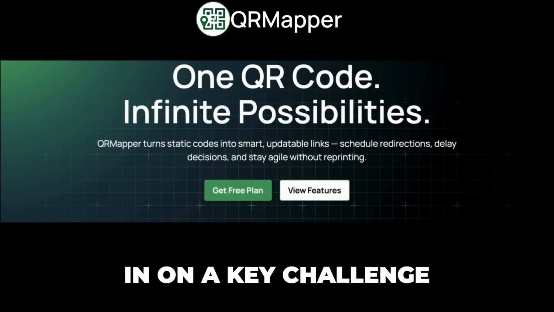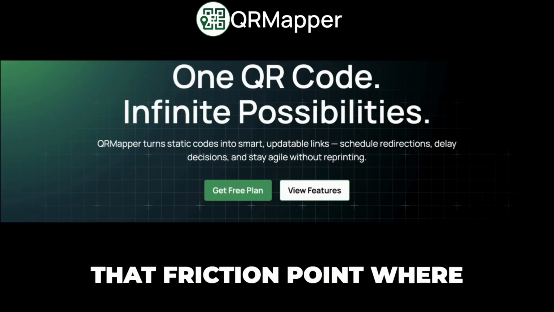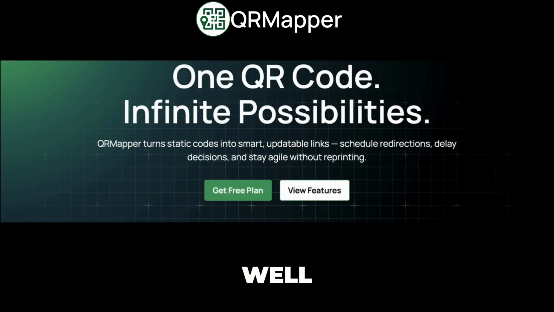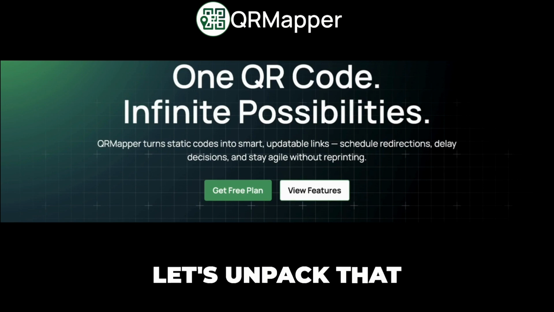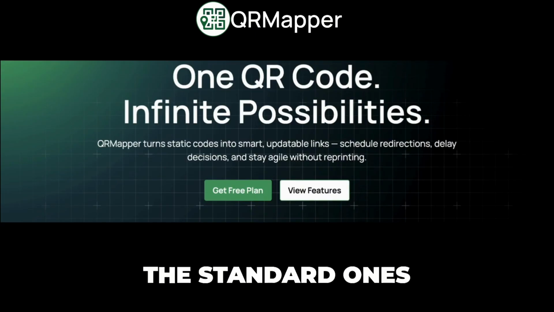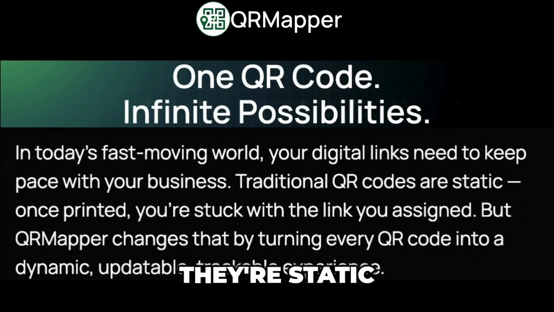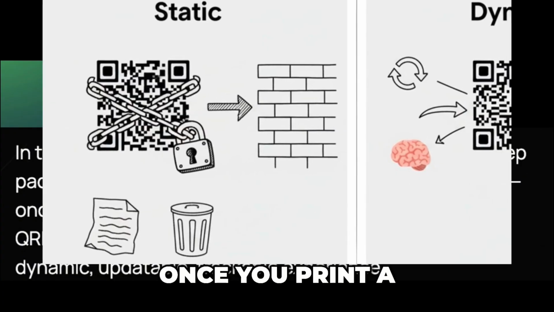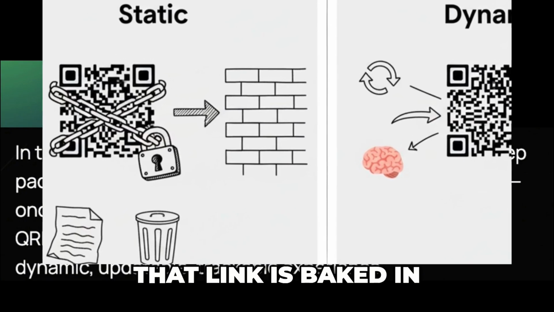Exactly. It zeroes in on a key challenge, doesn't it? That friction point where physical stuff meets the ever-changing digital world. Let's unpack that. What's the basic issue they see with the QR codes we all kind of know, the standard ones? Well, the big problem is they're static. Inertia, really. Once you print a traditional QR code, that link is baked in.